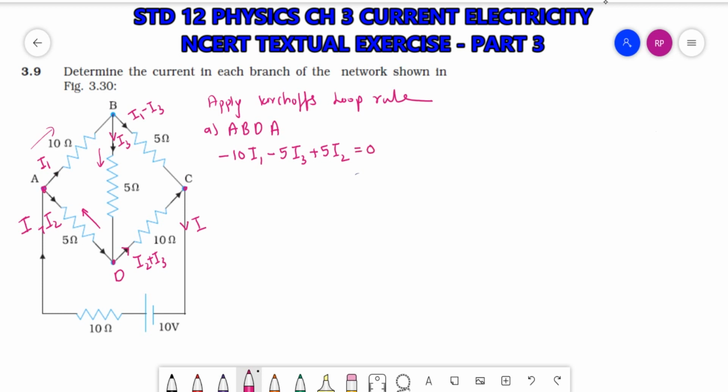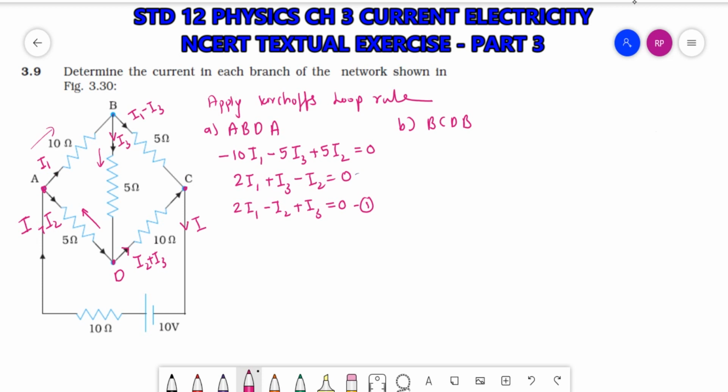Let's take minus 5 common. So it will be 2I1 plus I3 minus I2, that is equal to 0, or rearranging, 2I1 minus I2 plus I3 equals 0. Let's name this as 1. Okay, now let's take another loop, BCDB.